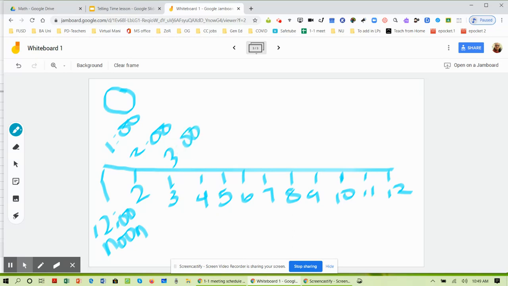Then we come all the way up to midnight, and then we start again, 1 a.m. in the morning, 2 a.m. in the morning, 3 a.m. in the morning. So that's how an analog clock works. It's only 12. We cannot put all 24 hours, but the hour hand goes around the clock twice to show you what time it is. Okay.